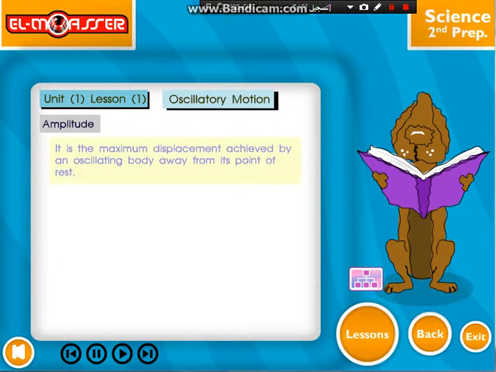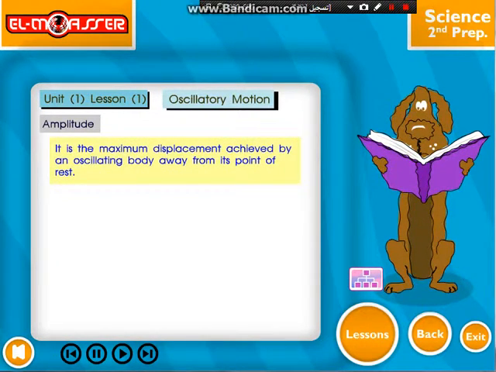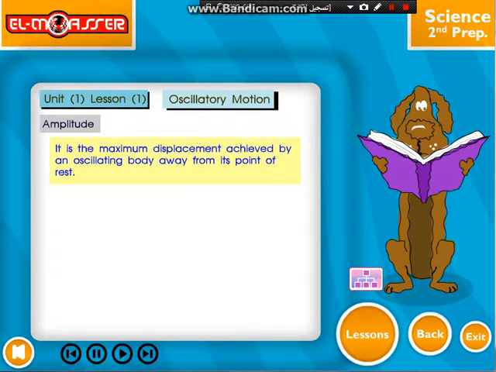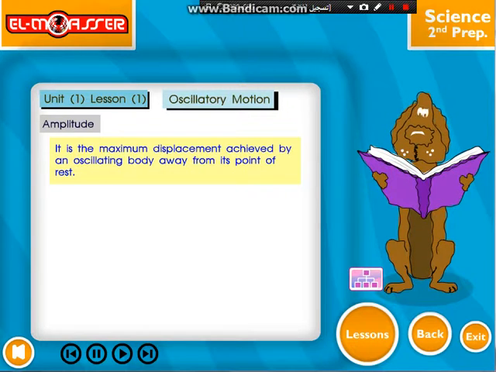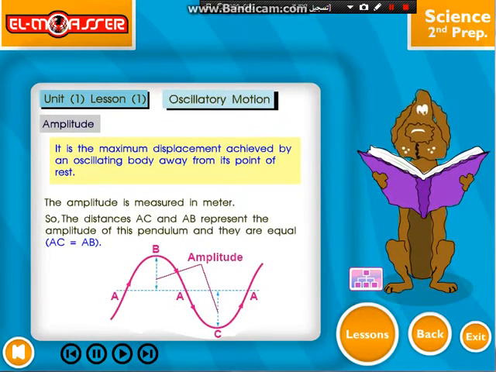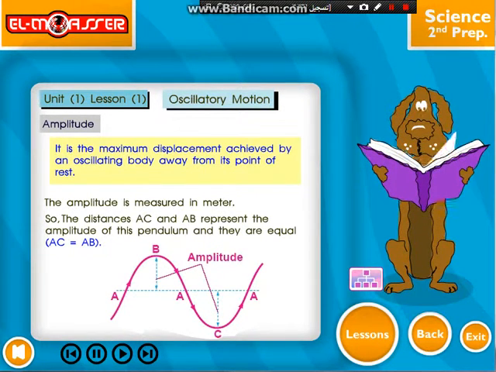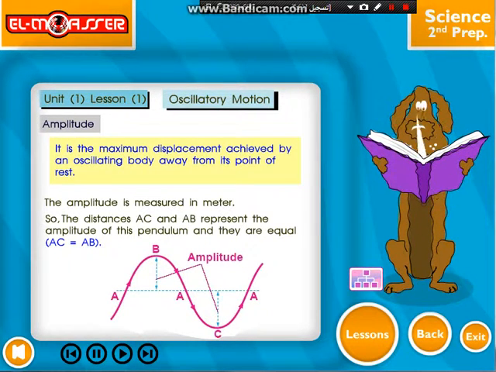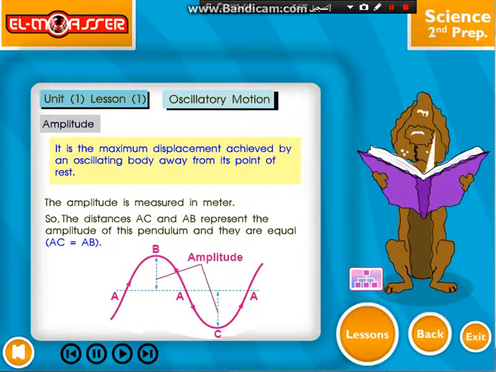Amplitude. Amplitude is the maximum displacement achieved by an oscillating body away from its point of rest. The amplitude is measured in meter. So, the distances AC and AB represent the amplitude of this pendulum, and they are equal. So AC equals AB.